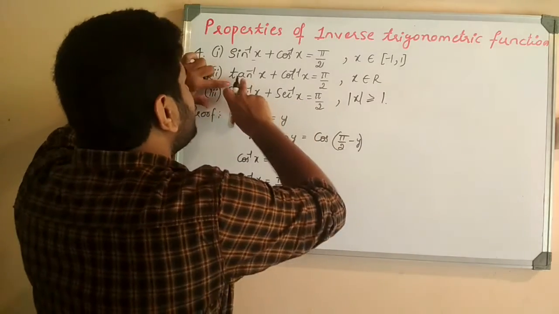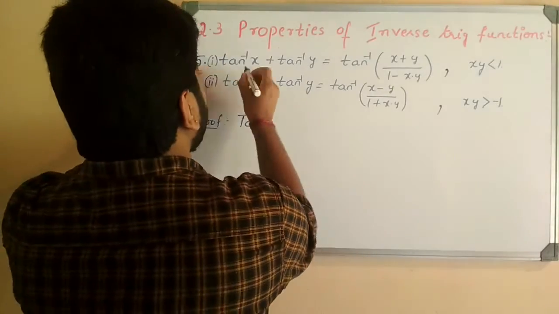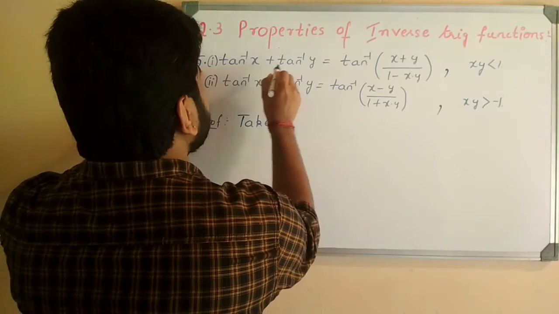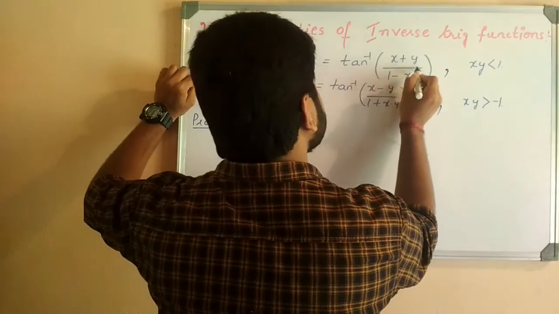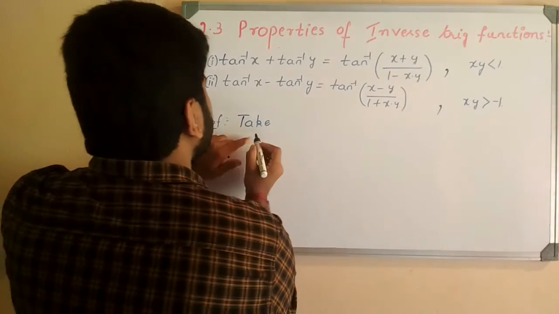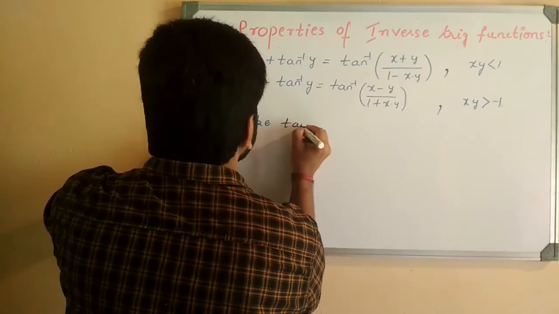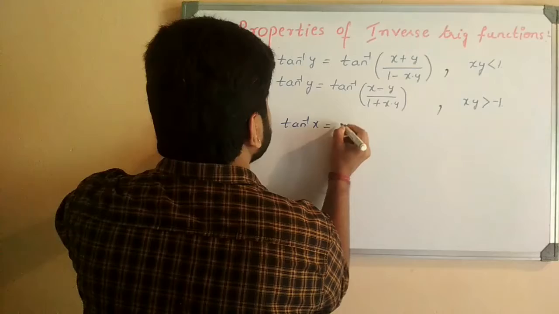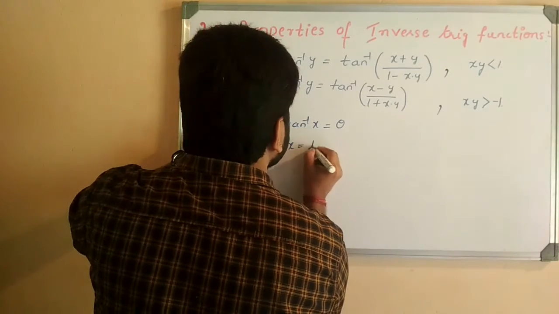So similarly for these two properties. The fifth property is tan inverse of x plus tan inverse of y is equal to tan inverse of x plus y divided by 1 minus x into y. To prove this property, first you need to take tan inverse x is equal to theta. This implies x is equal to tan theta.